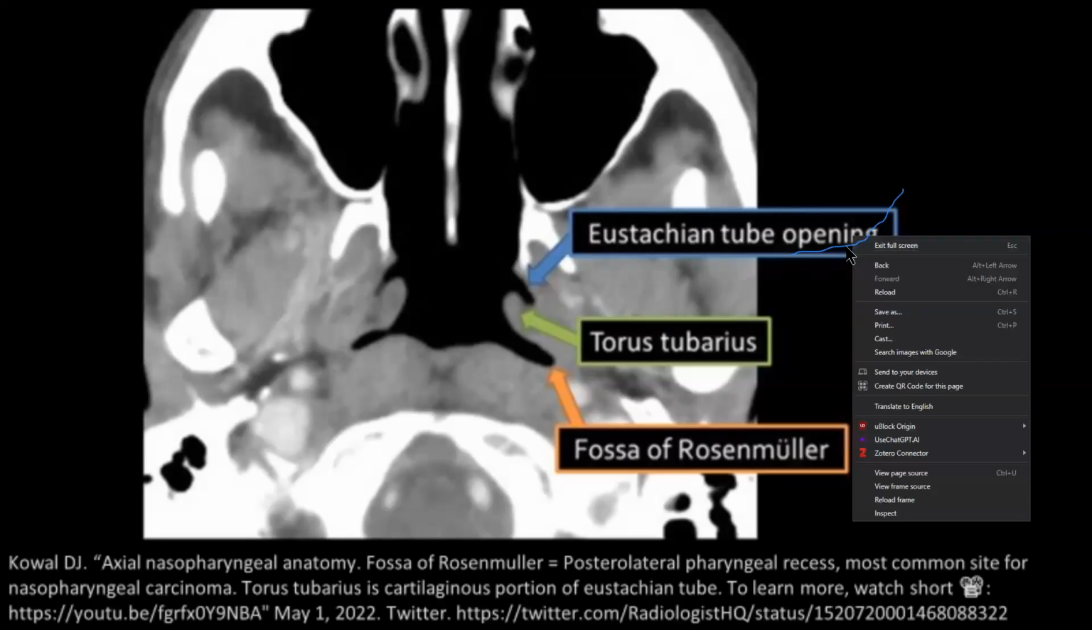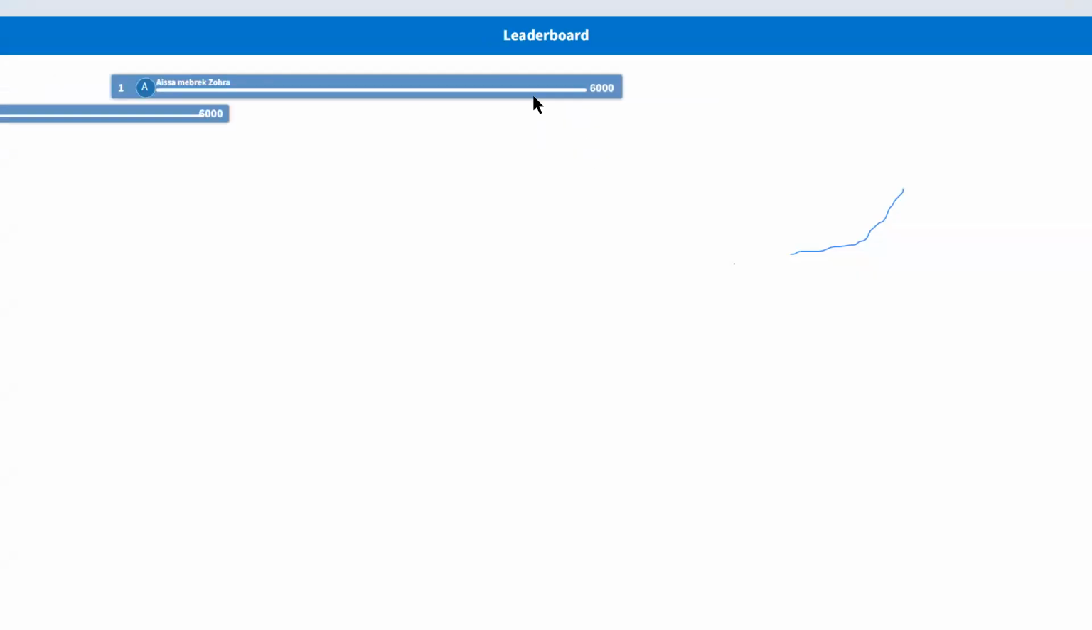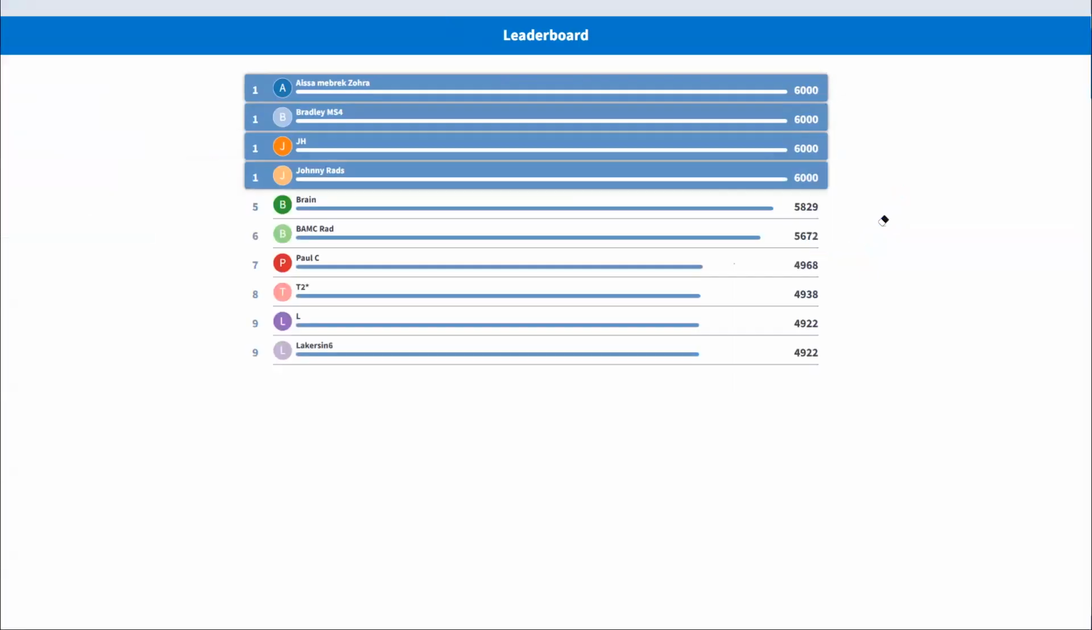Is there a way to delete this mark off the screen that's on the annotation? Let's see here. Here's my eraser. All right, great. Good.